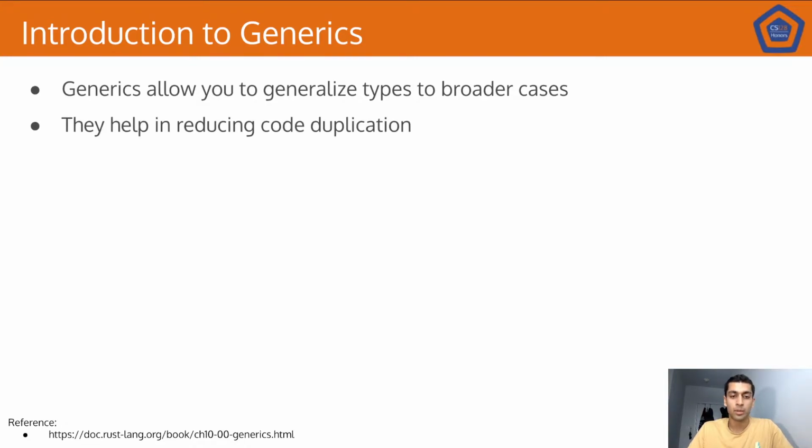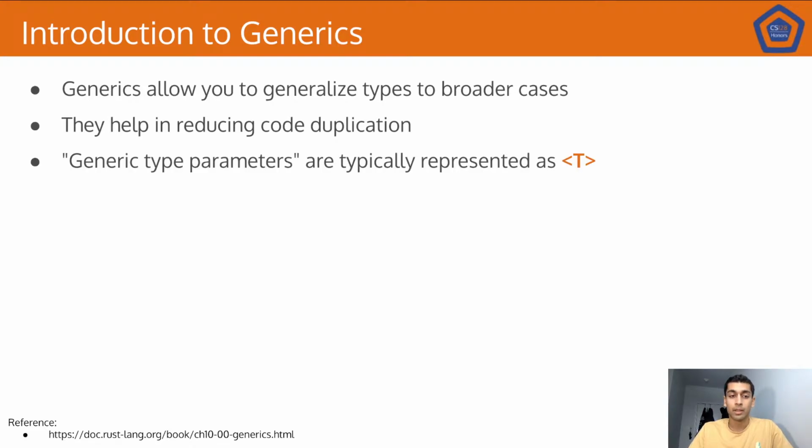They shorten the amount of code you have to write, but give you a lot more functionality. So generic type parameters, as they're called, are usually represented as the angle bracket T. And you've seen this in Vec<T> or HashSet<T> in MP1 or MP2. And so this T is usually replaced by an actual concrete type, as they're called. So strings, characters, integers, any defined type that is not generic.